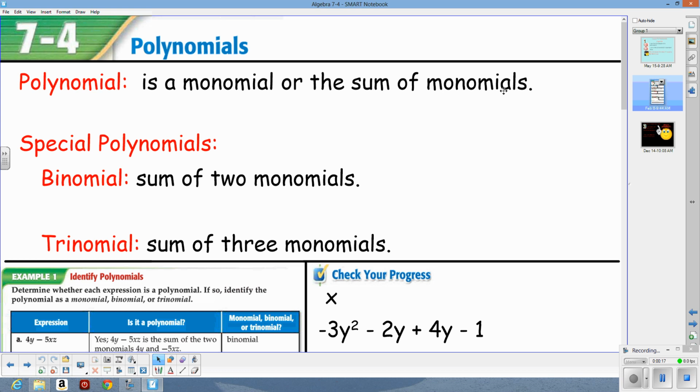Some special polynomials would be a binomial, which is the sum of two monomials, or a trinomial, which is the sum of three monomials. If you think of a bicycle, it's two wheels, binomial, sum of two monomials, or like a tricycle, a trinomial has three monomials.